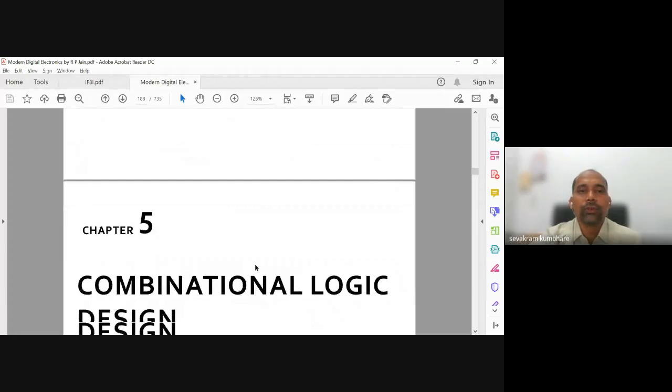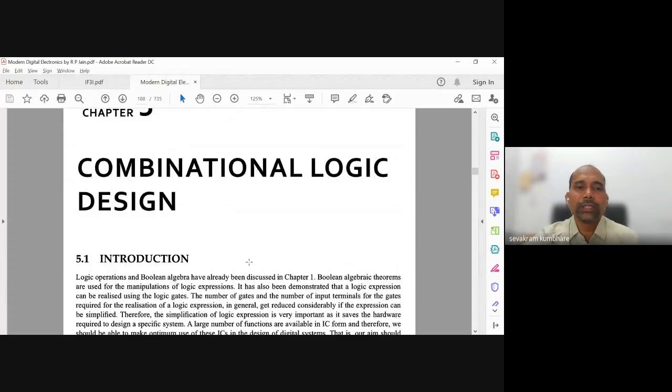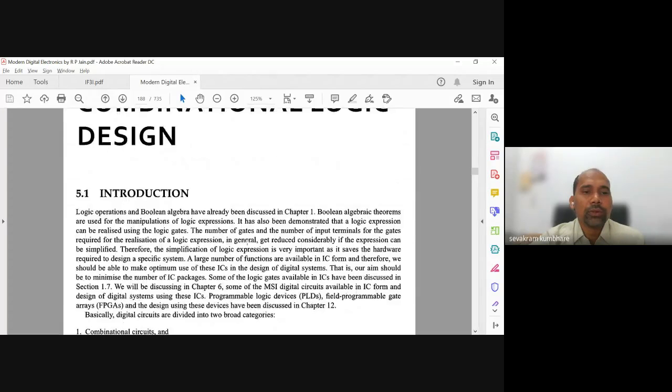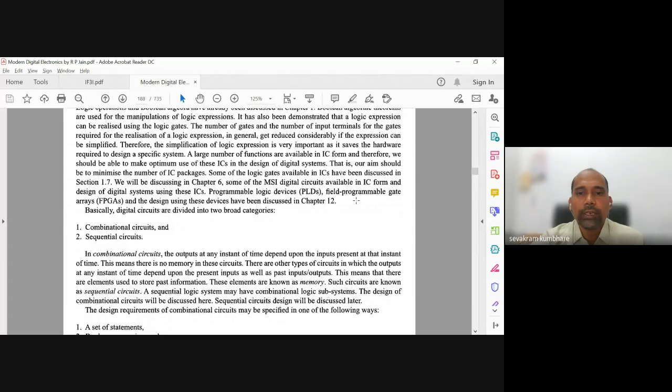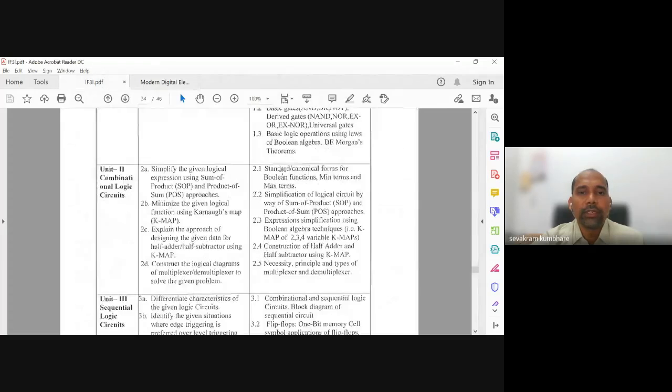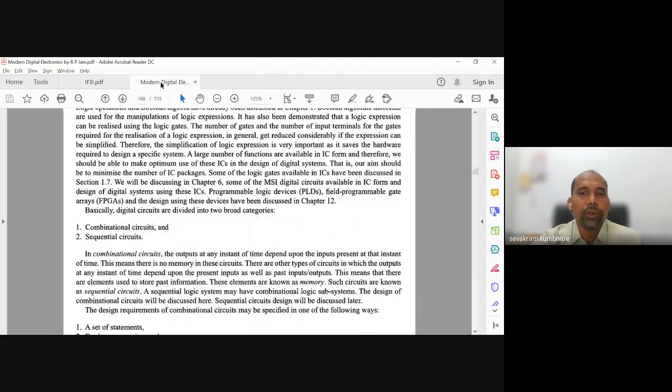Okay, so combinational logic design is the topic which we are currently covering. As you see in the curriculum, the first point we have covered. Second, simplification of logic circuit by way of sum of product and product of sum. This is the topic which we are supposed to see. Since I have not prepared the PPT for today's lecture, I'm going to cover it with the help of a book, that is Modern Digital Electronics by R.P. Jain. This is the book you have to refer.